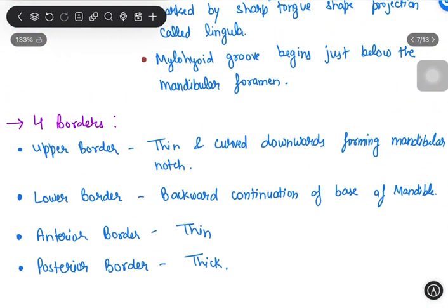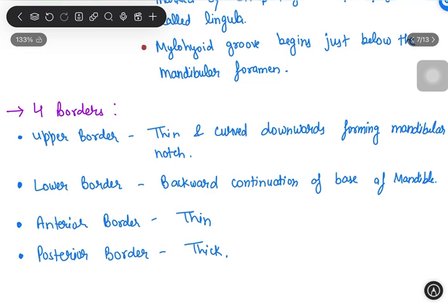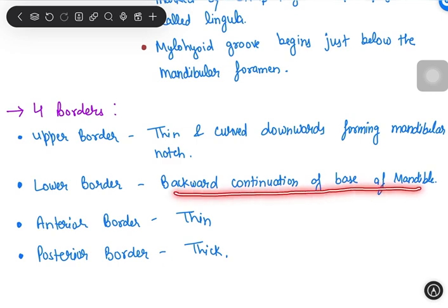Now we will talk about the four borders. These four borders are upper, lower, anterior, and posterior. The upper border is thin and curved downwards, forming the mandibular notch, while the lower border is a backward continuation of the base of the mandible, and the anterior border is thin while the posterior border is thick.